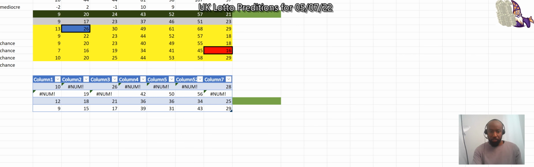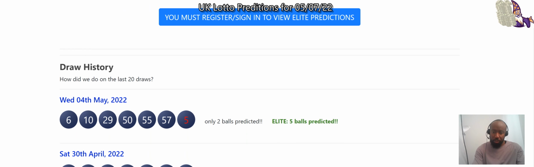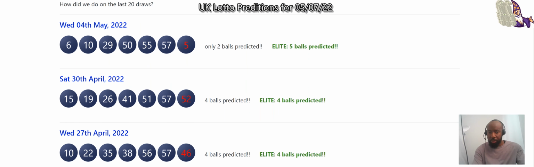So what I do is I then go over to UK Lottery Predictions. They're a pretty good website to look at for predictions. So I'd always advise, if you want to, just go there and have a look. I'm there now. This is their predictions for today. You look at their past predictions, you understand why I say they're pretty good.